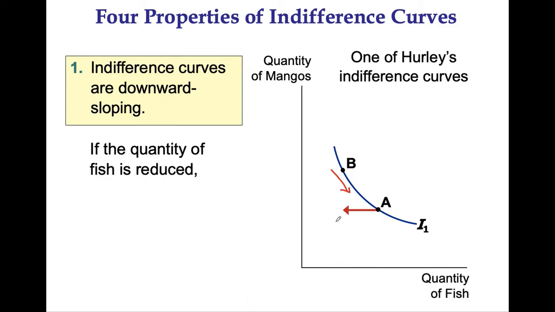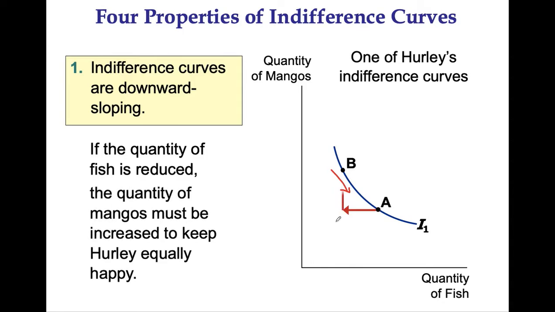If the quantity of fish is reduced, the quantity of mangoes must be increased to keep Harley equally happy. So this negative slope of the curve means if I want more of one good, let's say mangoes, I should give up a certain amount of fish.